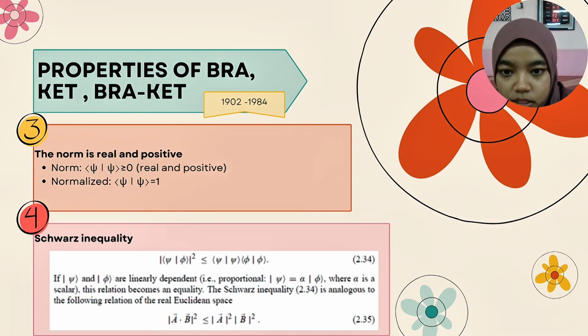Next, the norm of a state is always real and positive and also represents the length or magnitude of the state vector. A quantum state is said to be normalized when the norm is equal to 1. Normalization ensures that the total probability of all possible outcomes is equal to 1. Next, the Schwarz inequality states that the square of the magnitude of the scalar product of two states is less than or equal to the product of their norms. This inequality limits how large the overlap between two quantum states can be.